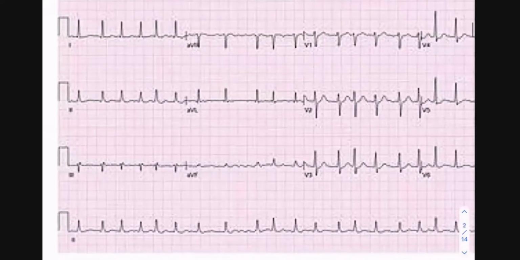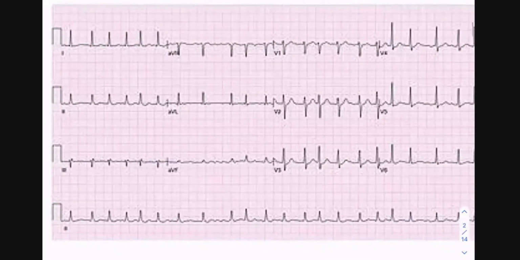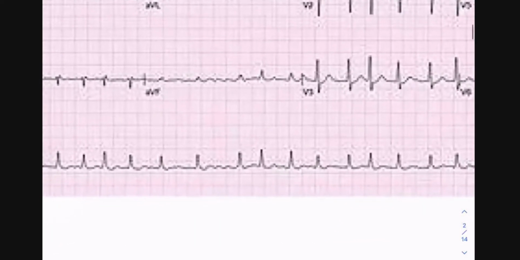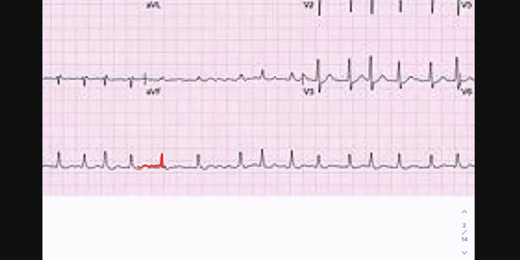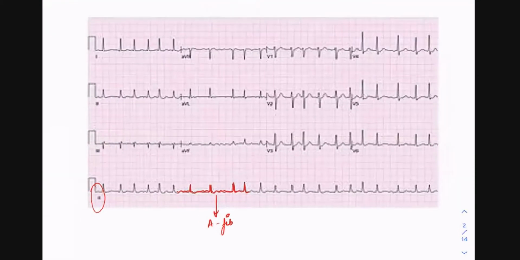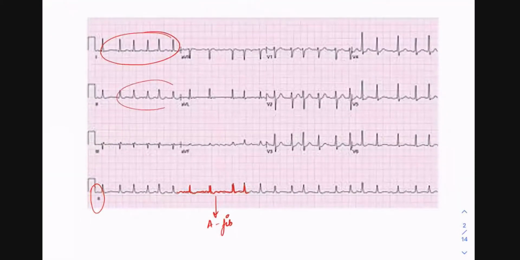Okay, let's move on. So I do have my rhythm strip here, which is great. And I know this isn't very clear, but what you're seeing here really is just squiggles, QRS, squiggles, QRS, squiggles, QRS. And this is your AFib, okay? When you see squiggles and QRS, that's an AFib. And you can see this pretty much throughout, squiggles, QRS, squiggles, QRS, okay? So this is AFib.